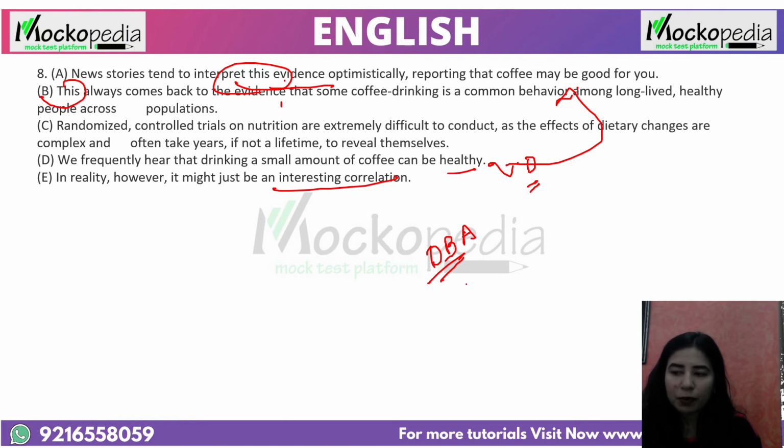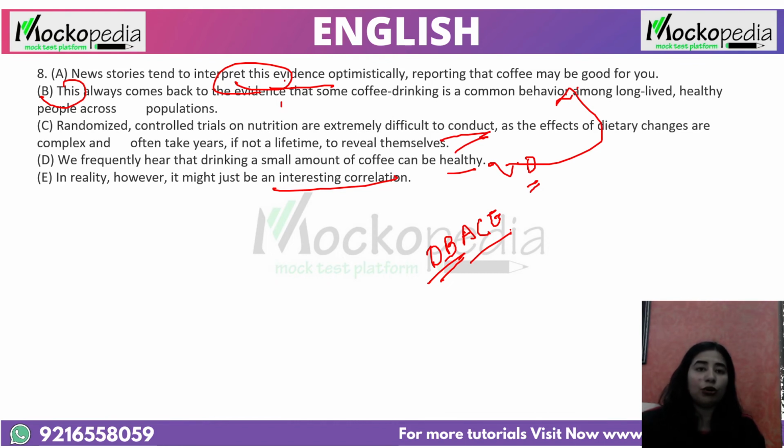Now, when we talk about the other two statements, randomized controlled trials on nutrition are extremely difficult to conduct. So how the interpretation comes, there's a correlation, and it may take a lot of time. However, he is trying to take the discussion to a logical end, that there can be just a correlation, passing a layman conclusion here, right? So our correct combination is going to be DBACE.